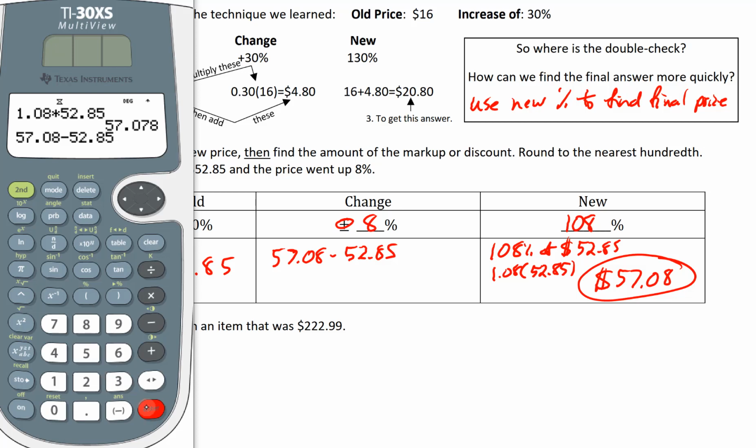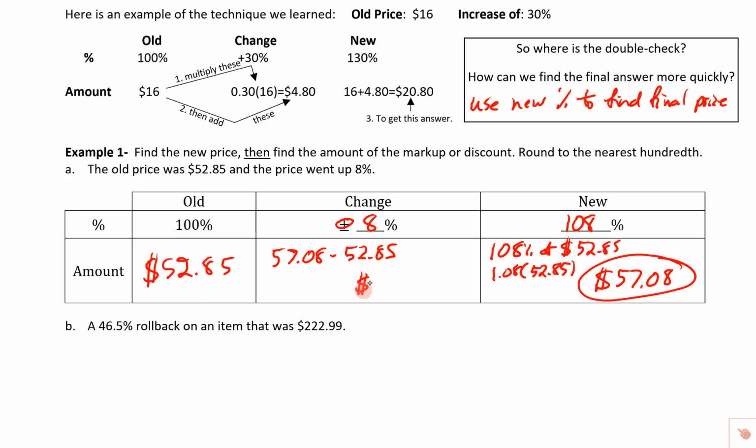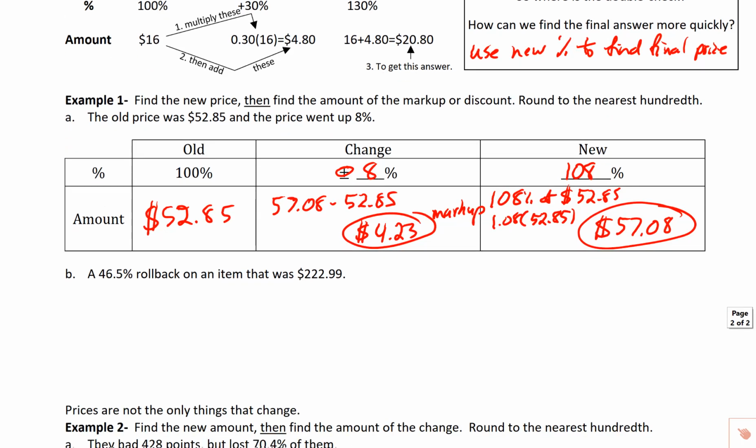See what we have. That looks good. And we end up with $4.23. So I'm going to put a dollar sign here, $4.23. And we'll circle that, and I'm just going to write markup because we know that it went up. Okay, let's take a look at the next part.